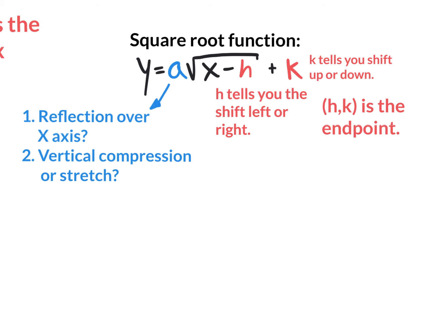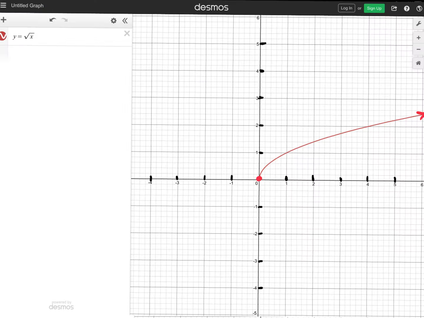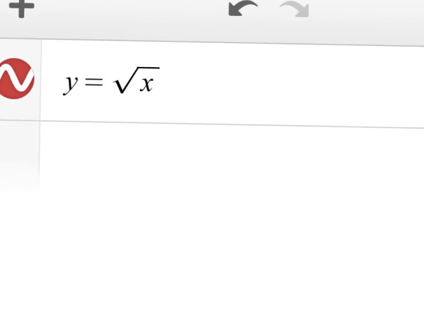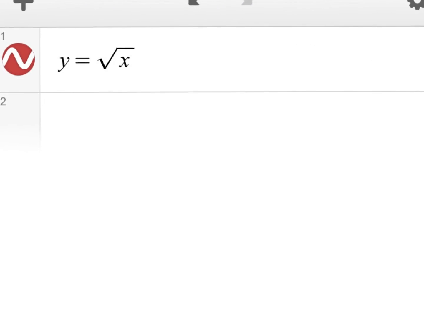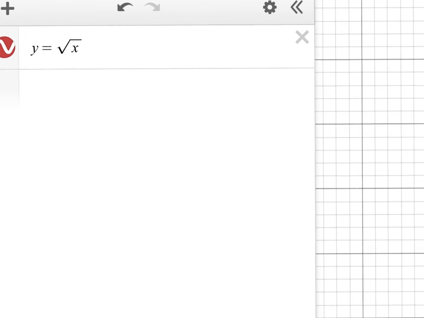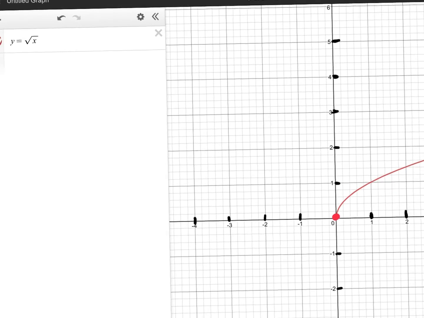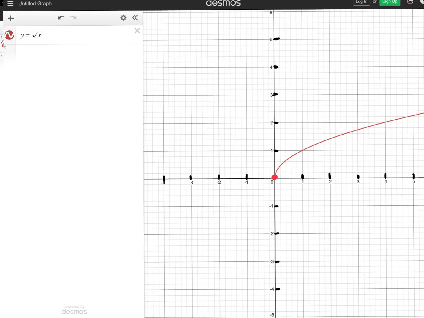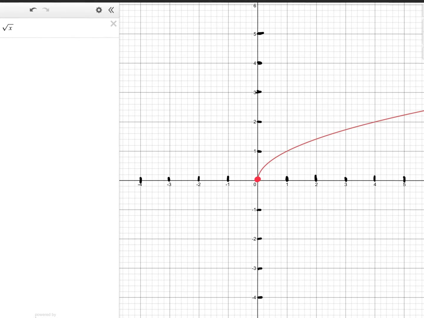Let's jump right in to Desmos. I would like you to graph this first function right here, y equals the square root of x, which is the parent graph, okay? So type that in, y equals the square root of x, and you should see this graph that I'm showing right here, okay?